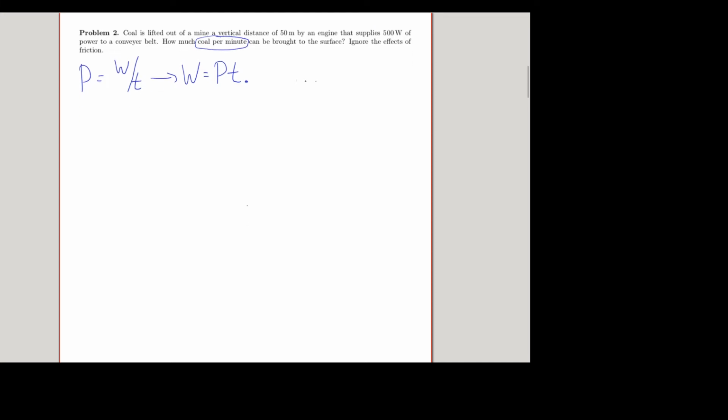So if I'm lifting this coal at constant velocity, I know that the work from the engine plus the work from gravity must be 0, since the net work is 0. We're not trying to fling the coal out of the mine, we're just trying to lift it at constant velocity.